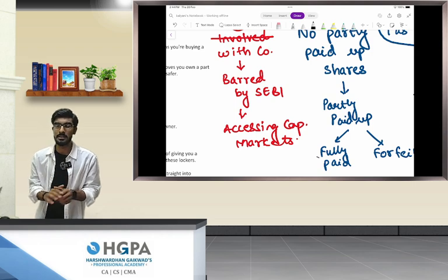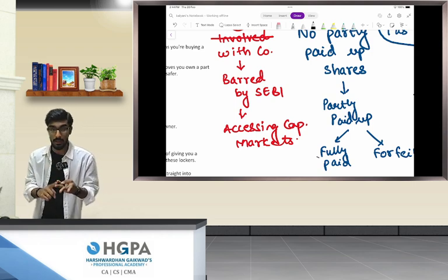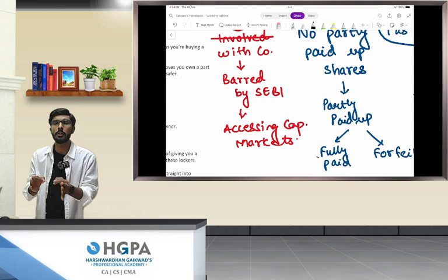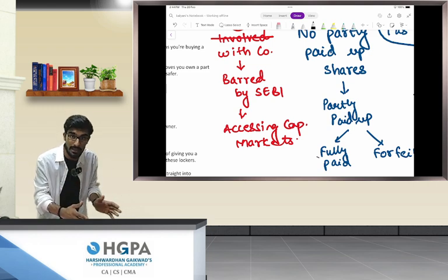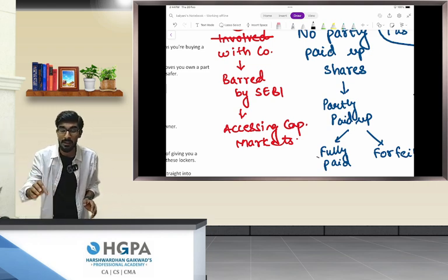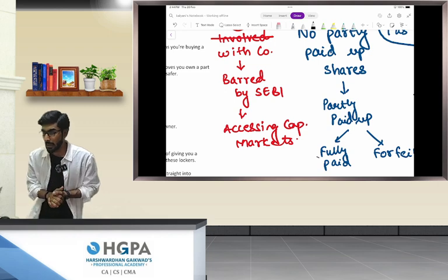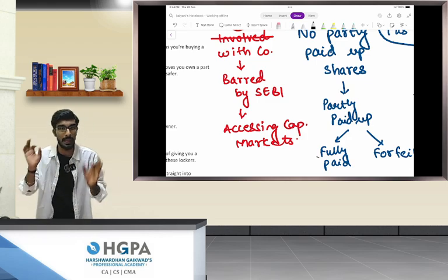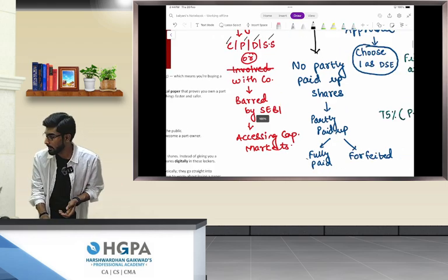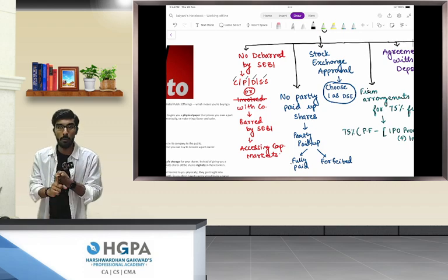The first point is the issuer, promoter, director or the selling shareholder should not be debarred by SEBI or should not be involved with companies who are debarred by SEBI from accessing the capital markets. Debarred means prevented or prohibited from accessing capital markets. Clear, people? The first point is not debarred by SEBI.